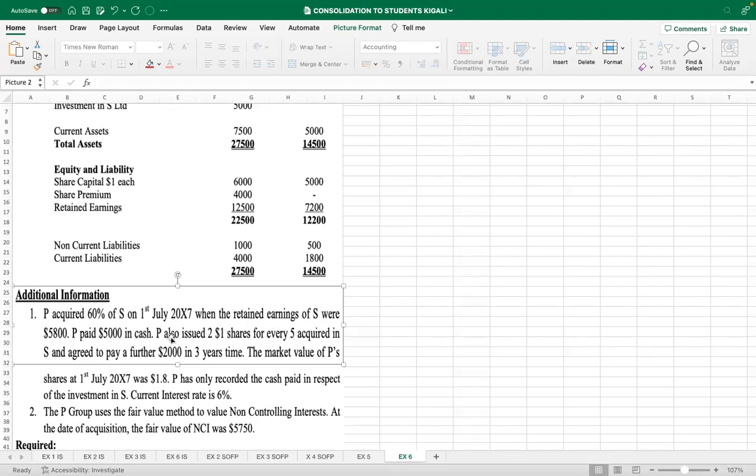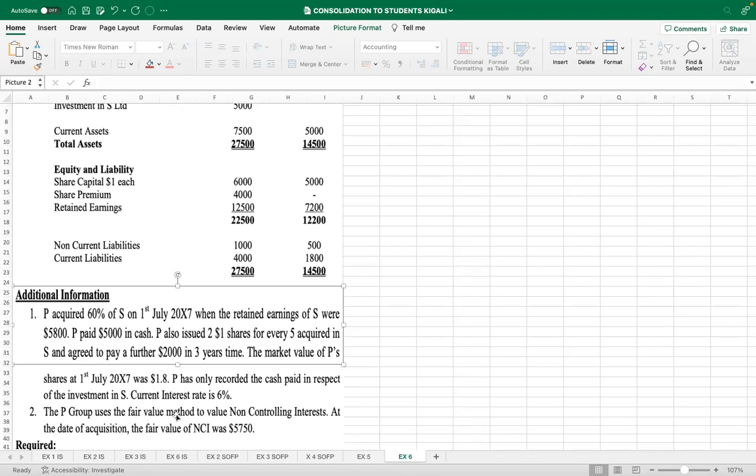P paid 5,000 in cash and also issued two $1 shares for every 5 acquired in S and agreed to pay a further 2,000 in 3 years' time. The market value of P's shares at 1st July 20x7 was $1.8, and P has recorded the cash paid in respect of the investment in S. Current interest rate is 6%.